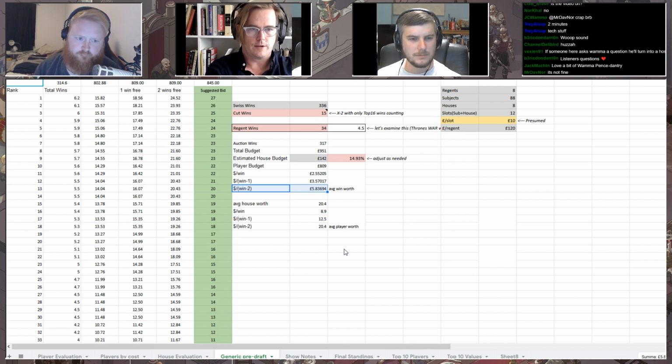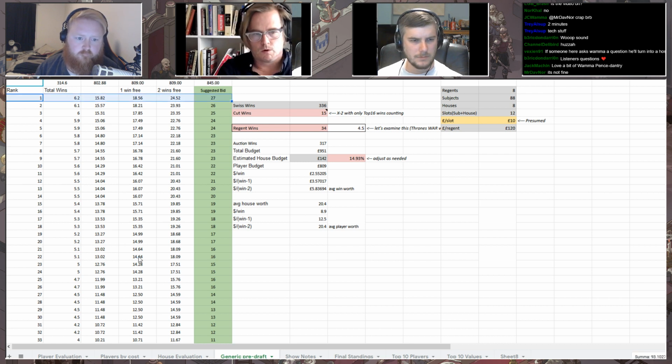If you're expecting somebody to give you 6.2 wins, and that's like my highest ranked player, that should be worth about 24.5 in terms of what they're worth there. Now, the suggested bid is more me kind of just trying to smooth out the curve and not doing a very good job of it by the looks of how this got sorted.